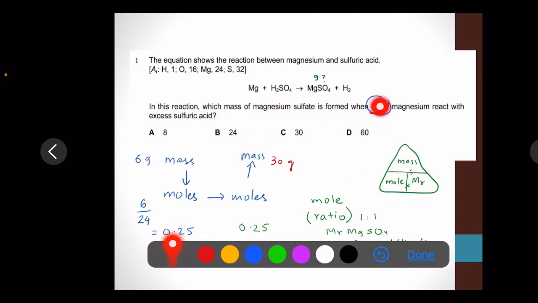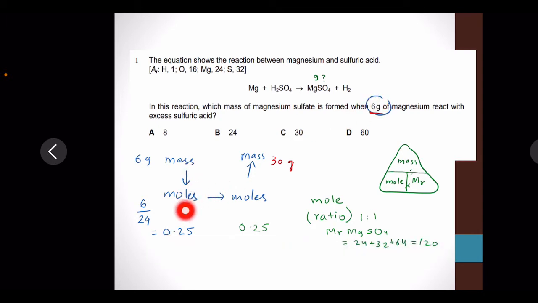First of all, 6 grams we will change to moles by using the bridge. Then with the help of the equation we will find the mole ratio, and we will convert the moles into mass once again. First of all, the given mass you have to change to the number of moles. Mass divided by molar mass. Molar mass of magnesium is 24.